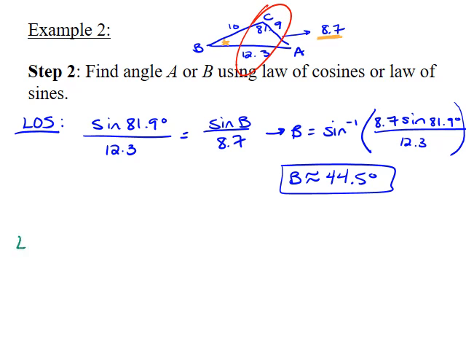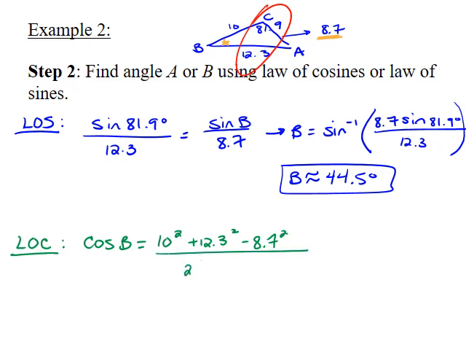You could also use the law of cosines. So if you wanted to find angle B or angle A, it doesn't matter, you would plug into this formula. So 10 squared plus 12.3 squared minus 8.7 squared divided by 2 times 10 times 12.3. When you plug this into your calculator and you take cos inverse of both sides, you'll end up with the same value for angle B.